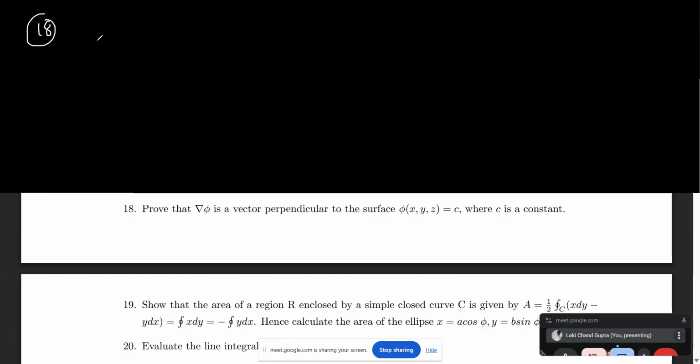See, a constant function is given, and you have to prove that grad phi is a vector perpendicular to this. This is a surface. So first of all, find the surface. How will you find the surface? Take r(t). Phi of r(t) is equal to C, and differentiate this with respect to t.